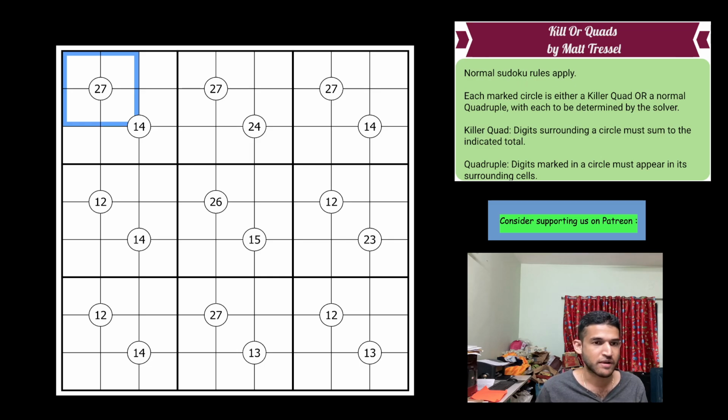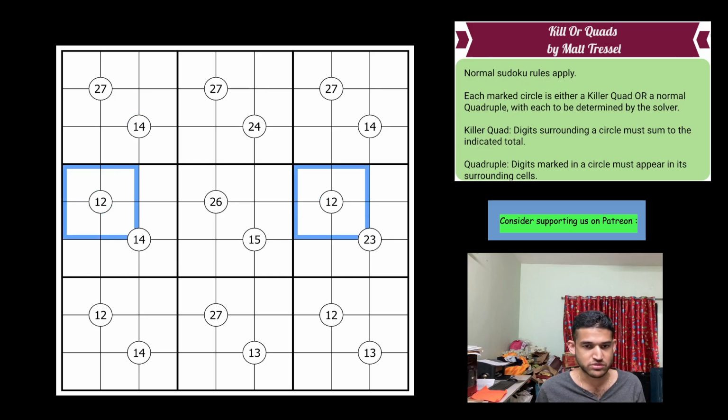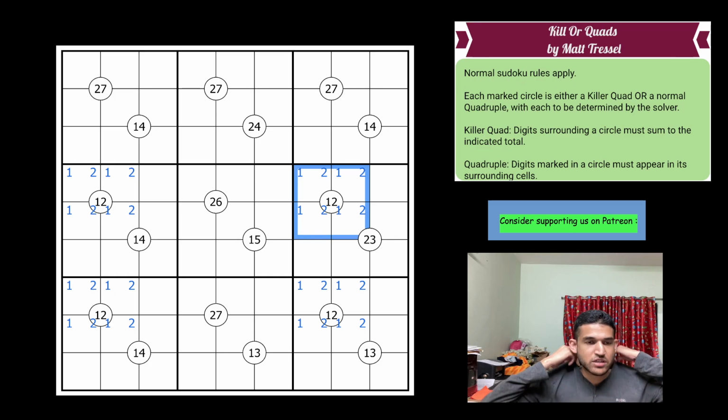So the first thing is, look at all these 12 clues. Now, regardless of whether this is a killer quad or a quadruple, there must definitely be a 1 and 2 in these 4 cells. The reason being, if it's a quadruple, then it has to take 1 and 2. However, if it is a killer clue, then a 12 clue will always have 1 and 2 in the 4 cells. It's either 1 2 3 6 or 1 2 4 5. So either way, there must be 1 and 2 inside.